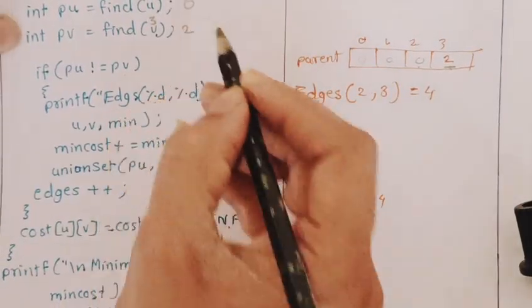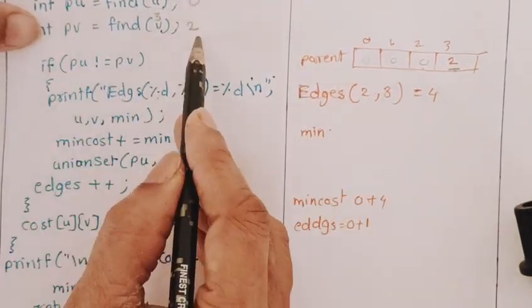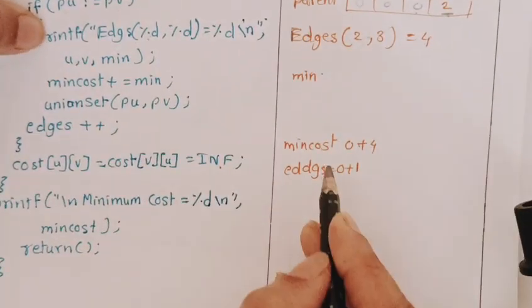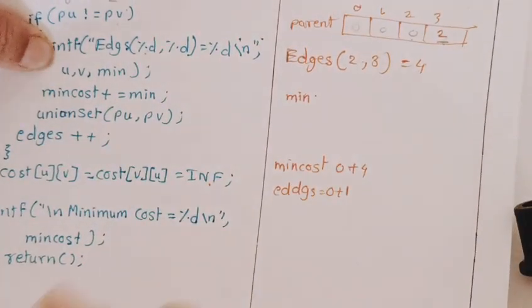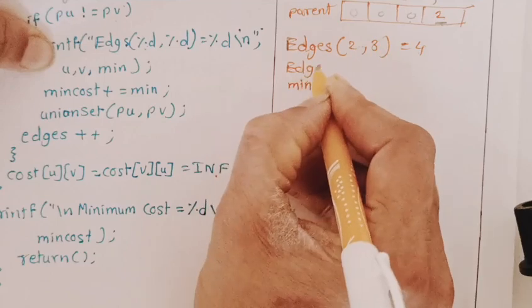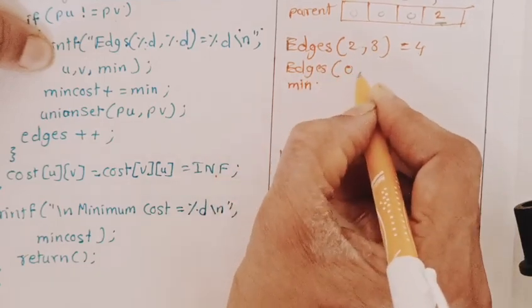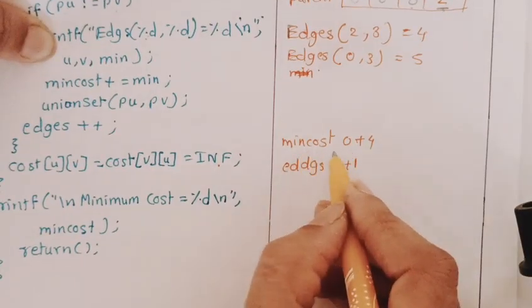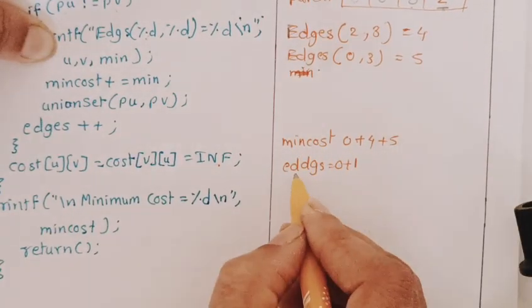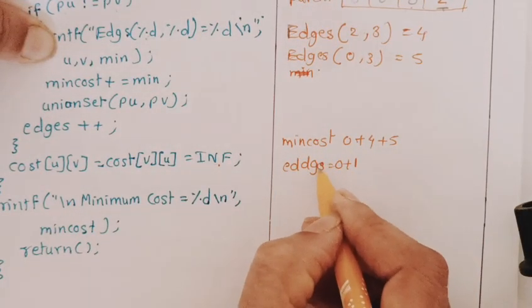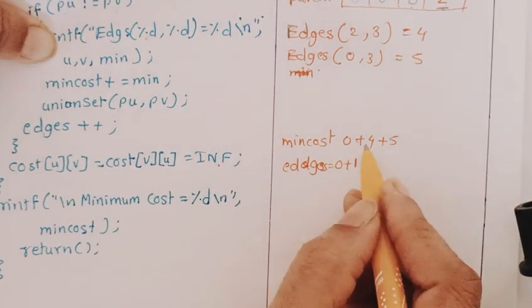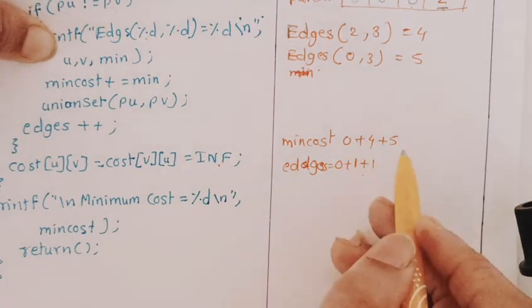So this one is 2. PU is 0 and PV will become 2. 0 and 2, these are different values. So we are again printing the edges here. Edges of 0 to 3 equal to 5. So again we are adding the minimum cost, that is 5, and edges plus 1. Okay. So total 2 edges, and here 4 plus 5, 9 will become.